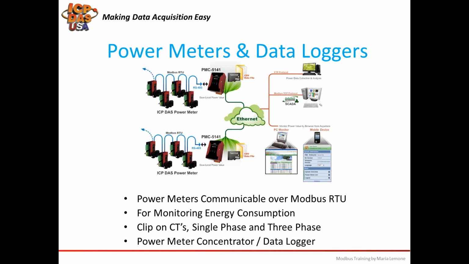You can daisy chain many power meters together over the RS-485 bus, and you can send the information back over the internet with cellular modems. Power meter concentrators can be used for logging and displaying power meter information. Data logger devices like power meter concentrators allow information to get logged on a micro SD card in a CSV, comma-separated value format that can be opened in Microsoft Excel.